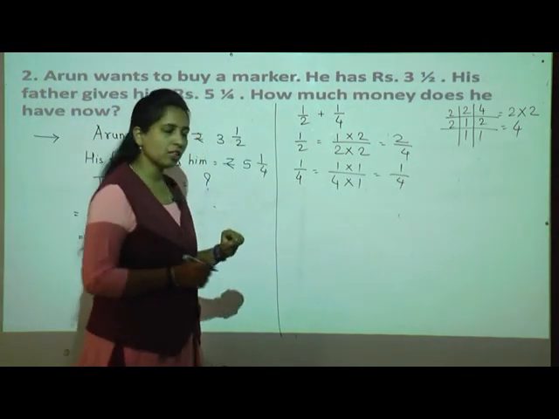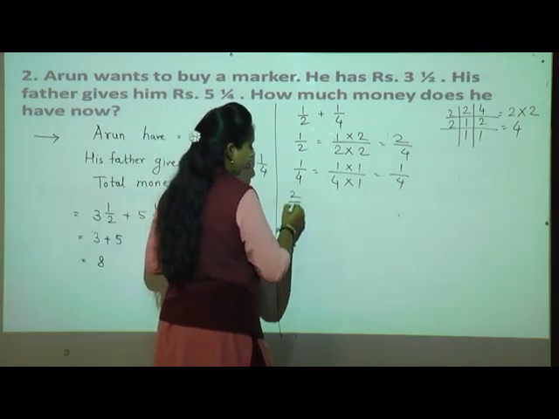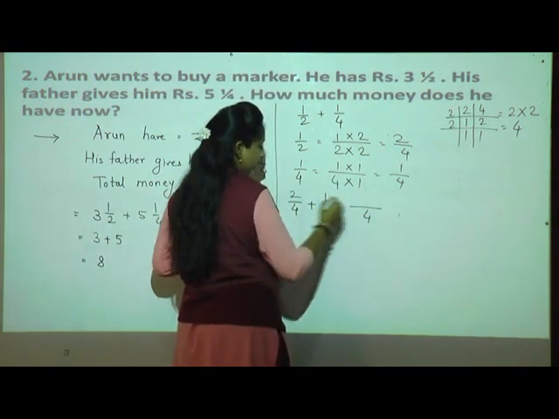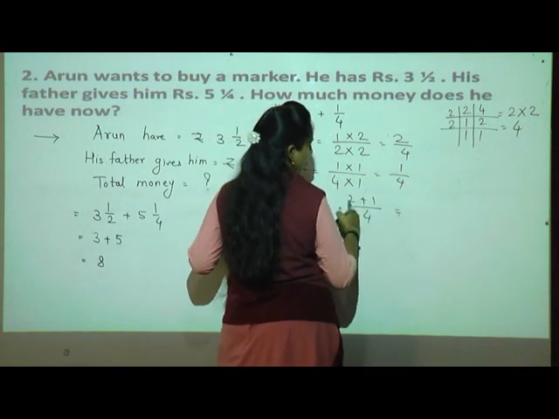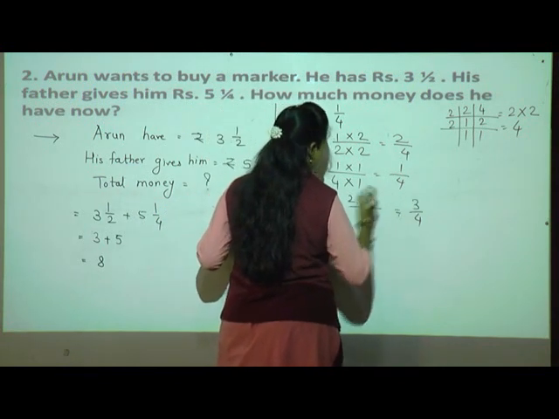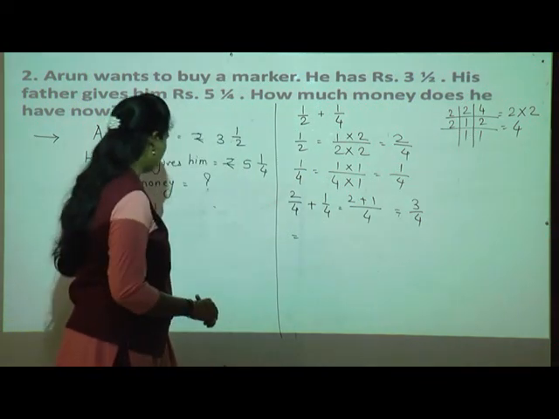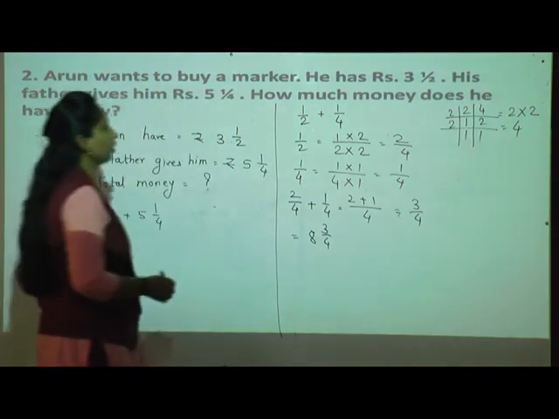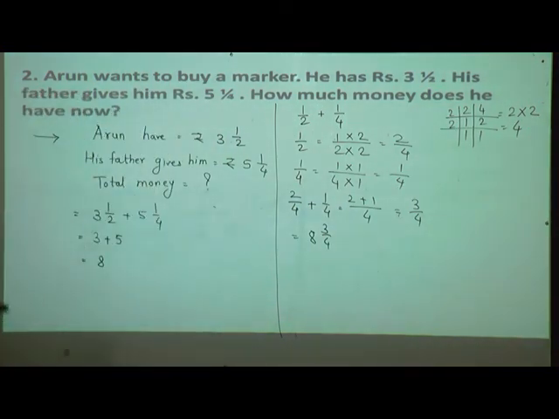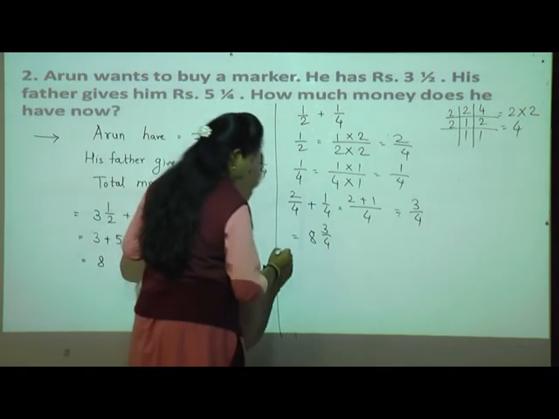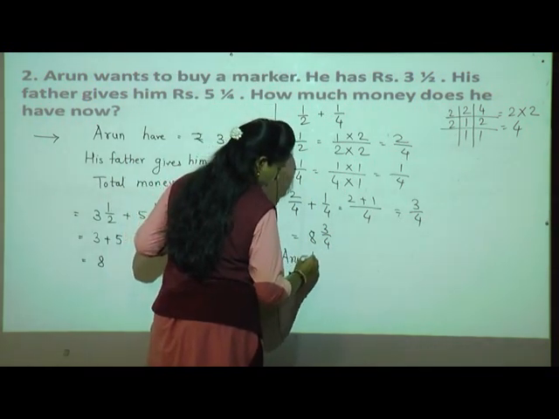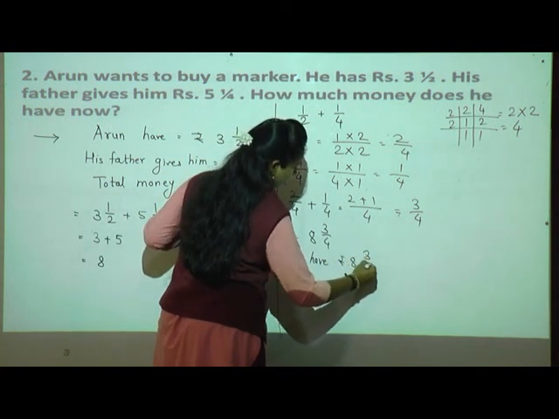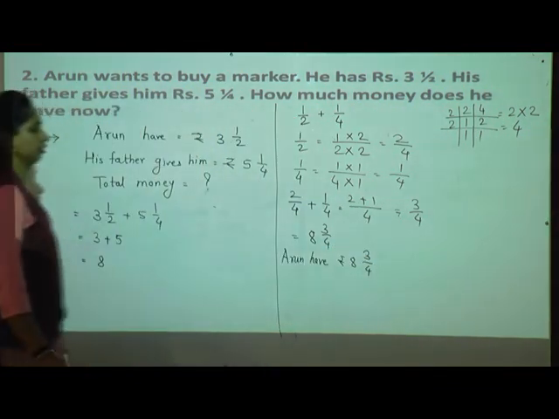Now we got both the denominators the same. So now we can add both the numbers. Denominators are the same, write once. Numerators add together. 2 plus 1 is 3/4. So here what is the whole number? 8 and 3/4. So what will you write, how much money does he have now? So Arun has rupees 8 3 upon 4.